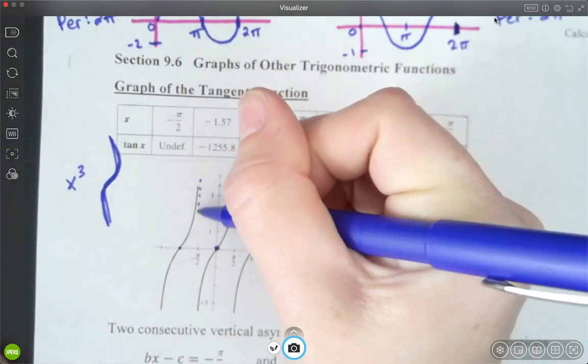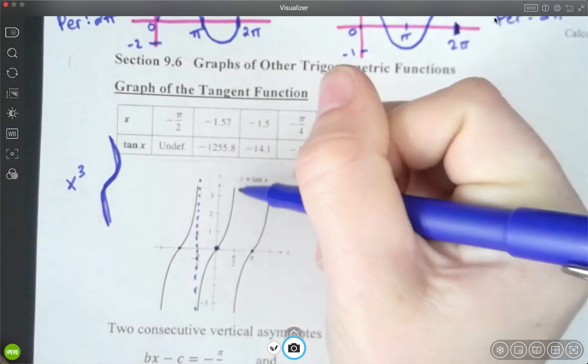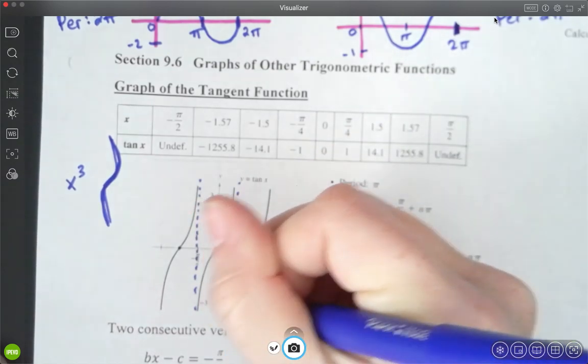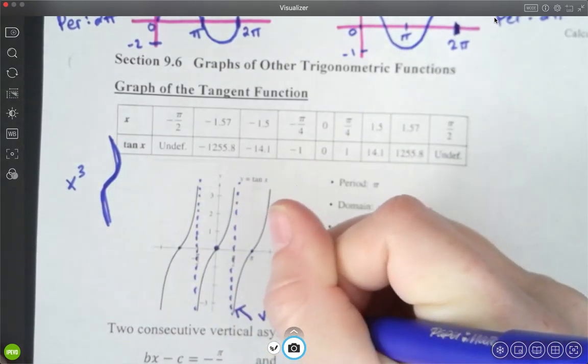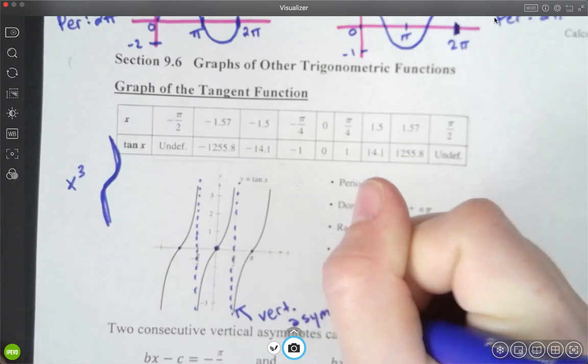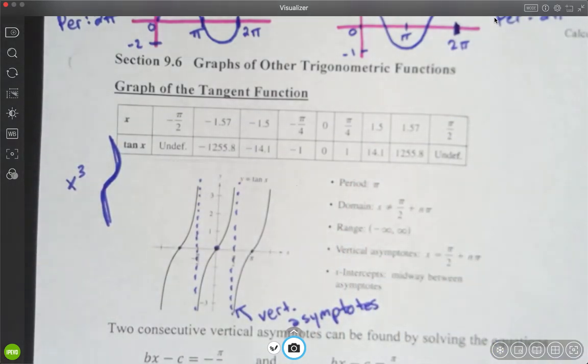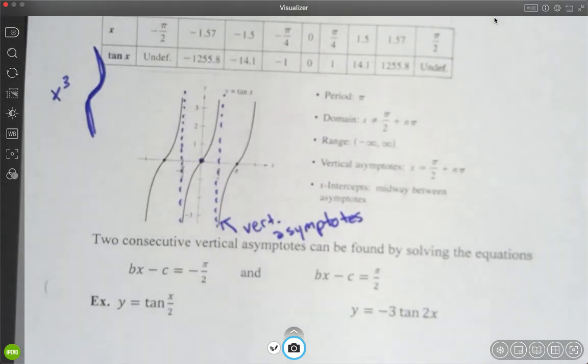And he has like vertical lines that kind of enclose him. What are those vertical lines called, by the way? Asymptotes. Vertical asymptotes. That's what an asymptote is. Those are vertical asymptotes. They basically are the lines that bound tangent, so that he does not go outside of those lines. So he has one section, then he has another section, then he has another section, and he is bound by those vertical asymptotes.